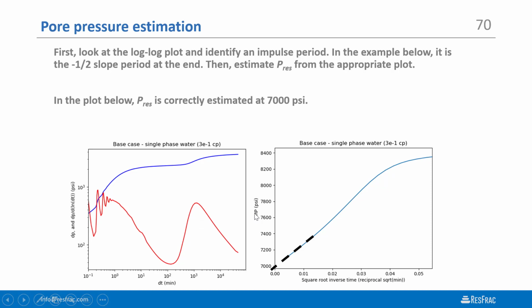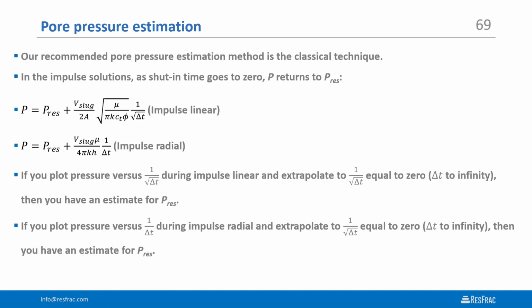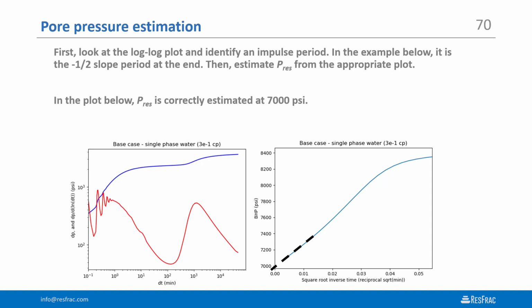Then we can make a plot of pressure versus 1/√time. And what we do is we just extrapolate that line out to 0. That represents infinity time, and that's the pore pressure estimate. This is a simulation. We know that the simulation pore pressure was 7,000 psi, and sure enough, the technique gives exactly back the correct pore pressure estimate. So that is the classical method. Everybody does that with DFITs, and we do that as well. So no changes to conventional technique here.